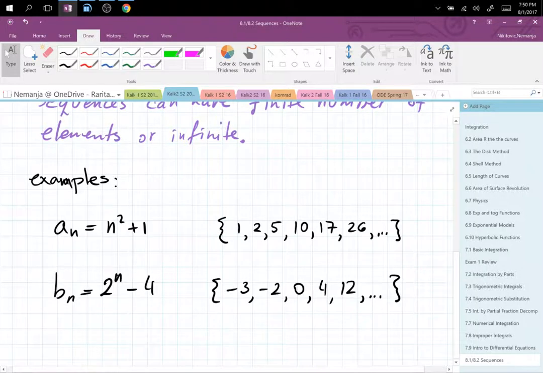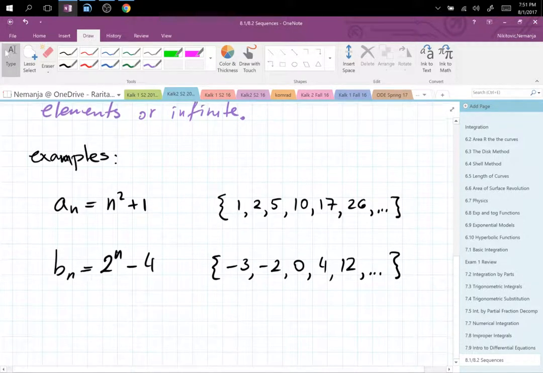So that is another example where the first one looked more like a polynomial. The second one is clearly resembling an exponential. You can have anything, as long as it has this n.